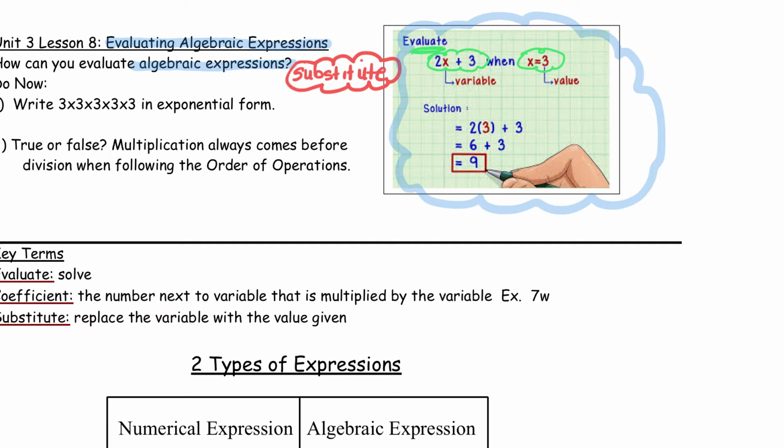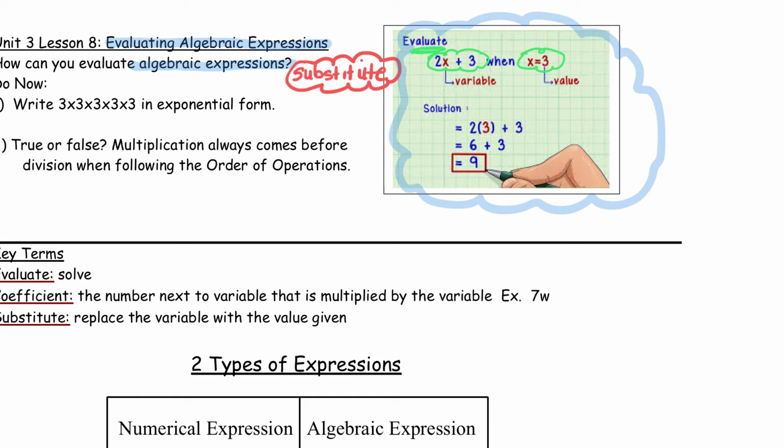So what's going to happen is they're going to give you an algebraic expression, and then they're going to give you the value of that expression. And what you're going to do is actually just plug it in. You're going to plug in the 3 for the value of x and multiply. Remember, when a number is next to a variable, it means to multiply.